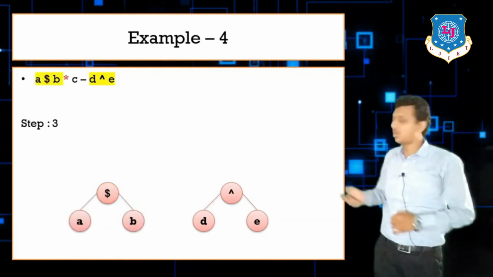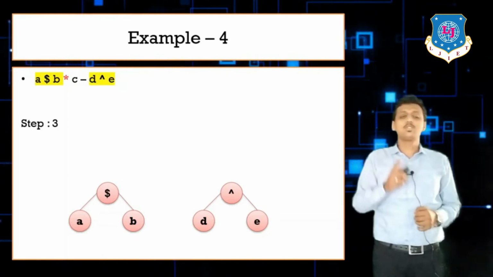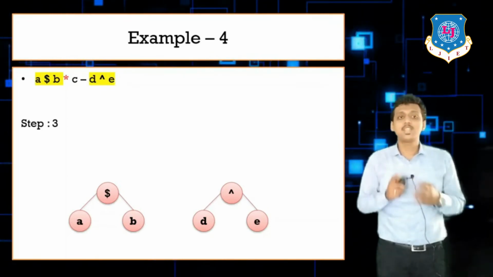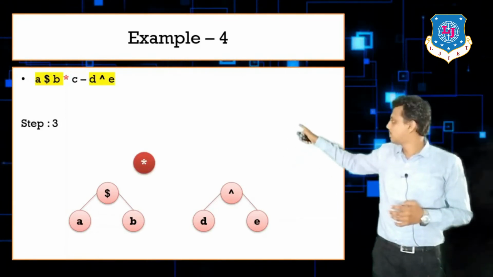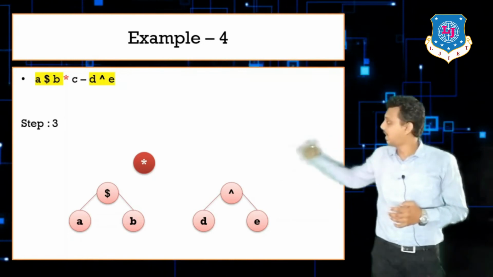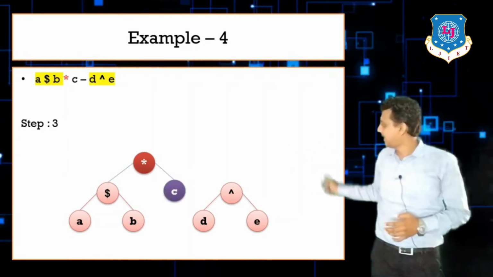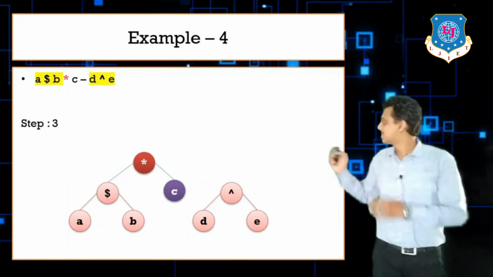So here, after solving both terms, the next operator we need to take is star. Students, on the left side of the star we have $A$B. So I'm drawing star connected with the left link to $A$B and the right link to C. Okay, so this is the solution of star.